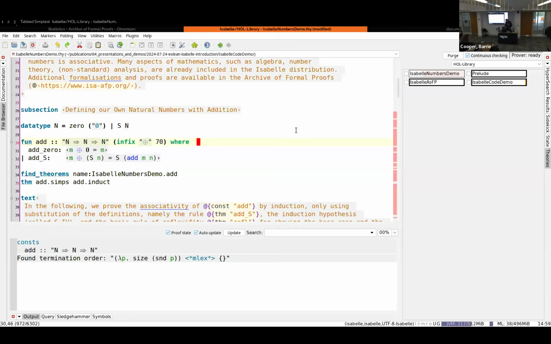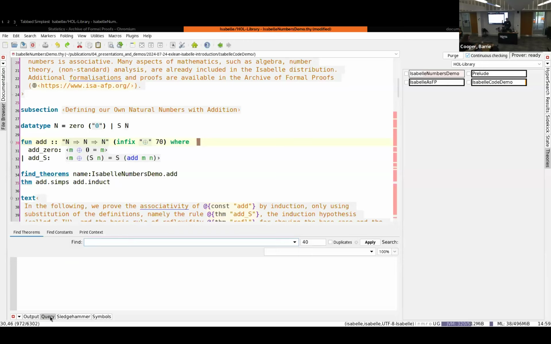And we also have, for example, query functionality. So if we don't remember how a theorem is named, we can search for it by name, or by looking for a theorem that describes a property of a certain logical constant, or we can search by type, if we need something that goes from an integer to an integer, and we can use that for finding information.